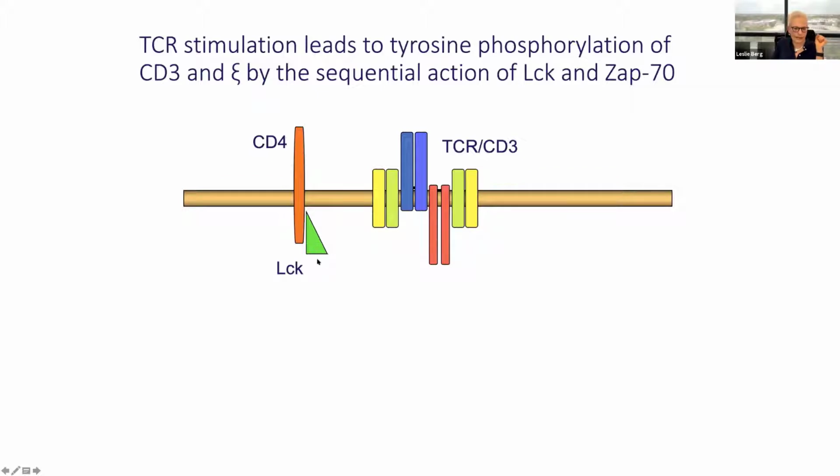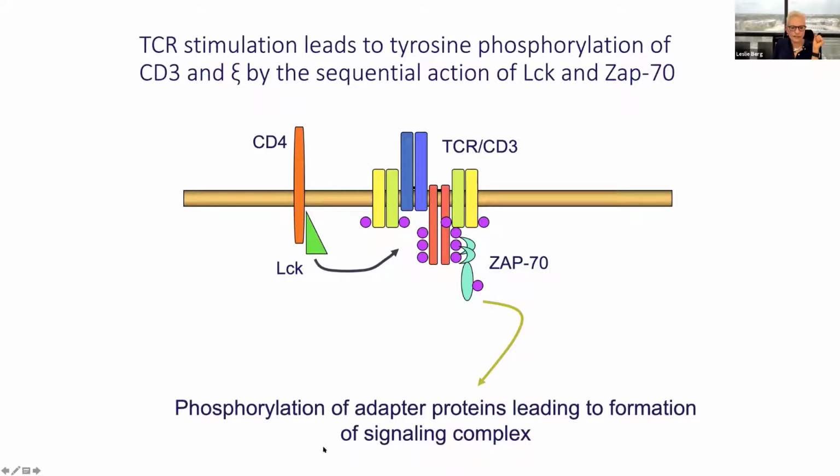This is a Src family kinase, LCK. That LCK kinase phosphorylates ITAM motifs in the CD3 and zeta protein. That recruits a protein in T cells called ZAP70, which simply is an acronym for zeta associated protein of 70 kilodaltons. And this ZAP70 protein then phosphorylates adapter proteins that lead to forming signaling complexes that then do the business end of changing the biology of the T or B cell.